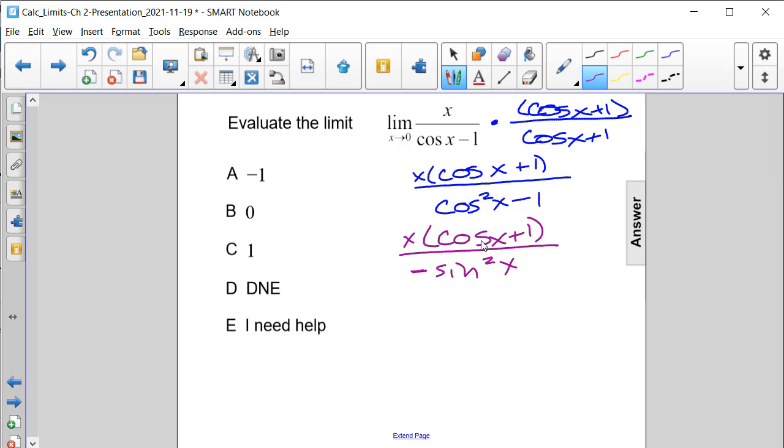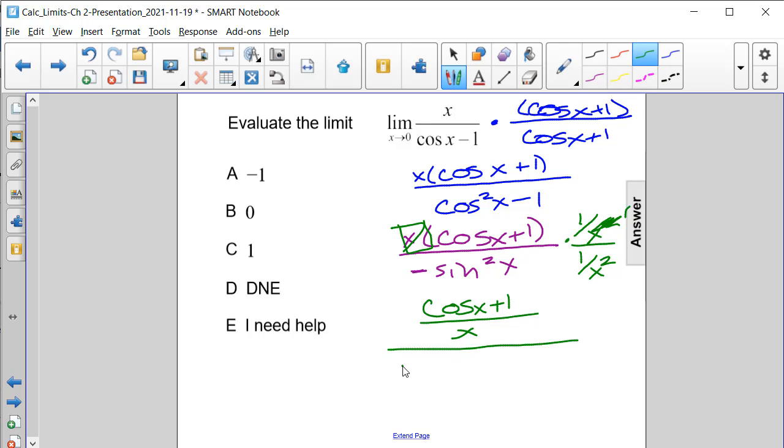Now, in order to get a trig limit that we can evaluate or simplify, we're going to need to multiply both the numerator and denominator by 1 divided by x squared. And when we do that, we will get cosine of x plus 1 divided by x, because this x and one of these will cancel out. And then in the denominator, we have negative sine squared x over x squared.